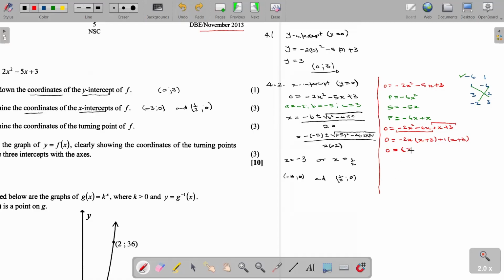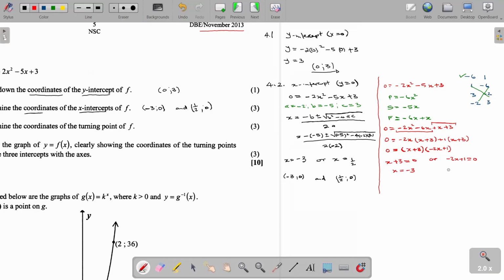Here, x plus 3. Then the other factor will be minus 2x plus 1. So from here, we equate each factor to 0. X plus 3 equal to 0, or minus 2x plus 1 equal to 0. Solving each, here x is equal to minus 3 when we transpose that one.